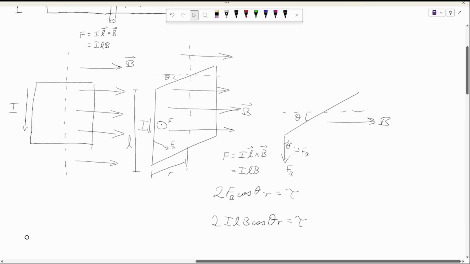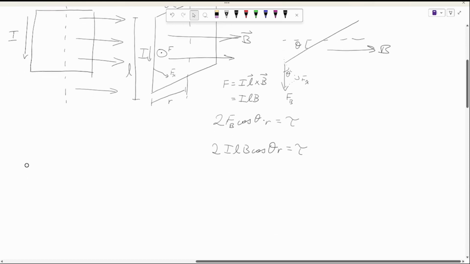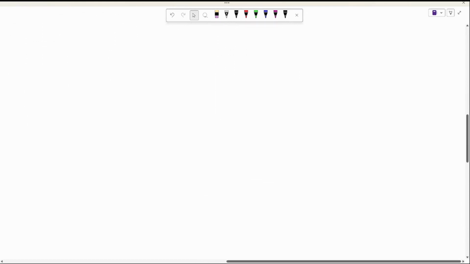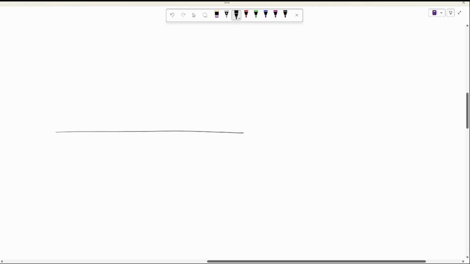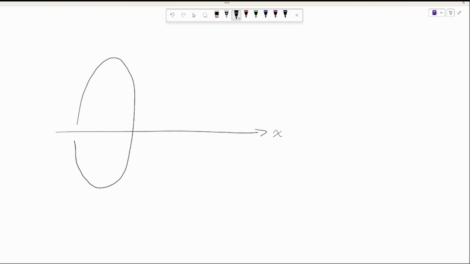Now, what was the last one I wanted to do? Yes, okay, field along the axis of a circular wire. So you have some circular wire here. How do I draw this so it's intelligible? Okay, so we have an axis. Let's call this X. And then you have a circular wire, like so. So it goes behind on the left and in front on the right. And there is some current flowing around it in this direction.